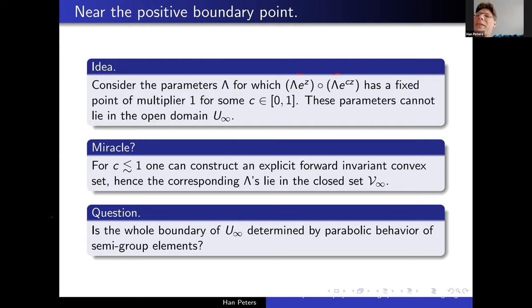So here's a question that is maybe inspired by my complex dynamics background. Is it true that the whole boundary of U infinity is determined by parabolic behavior or neutral behavior of some semigroup elements? So do you get bifurcations exactly when some element in your semigroup has a neutral fixed point? Or when you consider the whole semigroup, then that's equivalent to having a neutral cycle. And we think the answer is no, unfortunately. We think that either this happens or some second phenomenon can occur that causes the bifurcations.